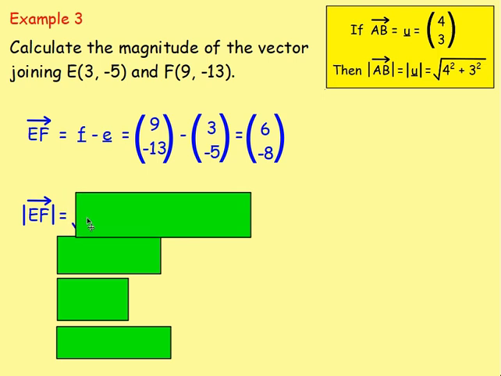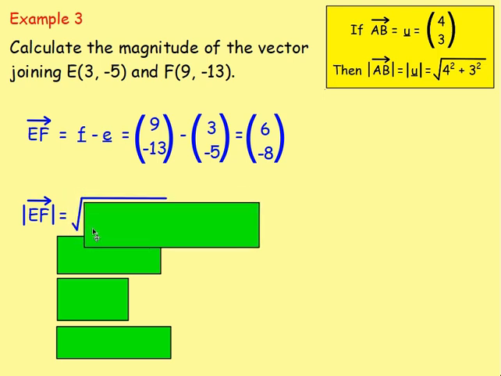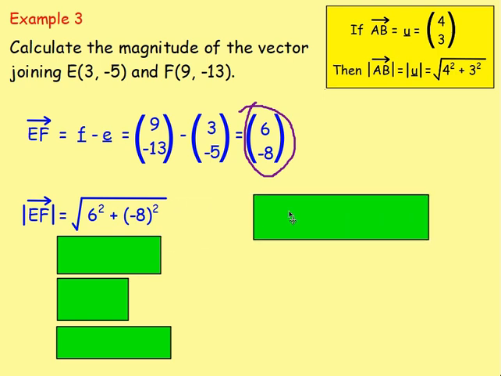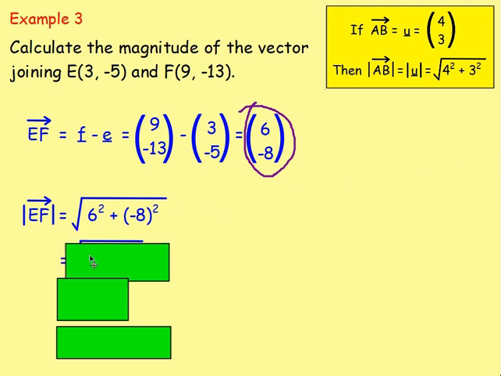Modulus signs would be the square root of, because these are the components of the vector EF. We're going to have the square root of 6 squared plus negative 8 squared. So that becomes the square root of 6 squared, 6 times 6 is 36, plus negative 8 squared, negative 8 times negative 8, two negatives make a positive, so that'll be plus 64.